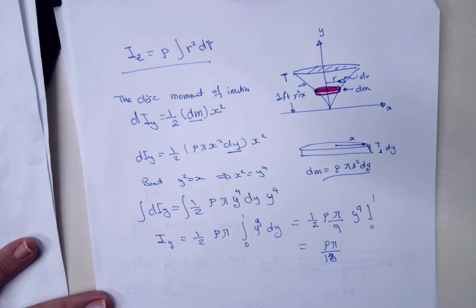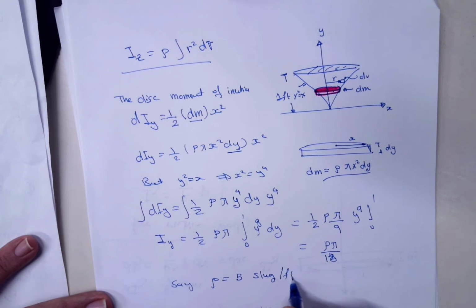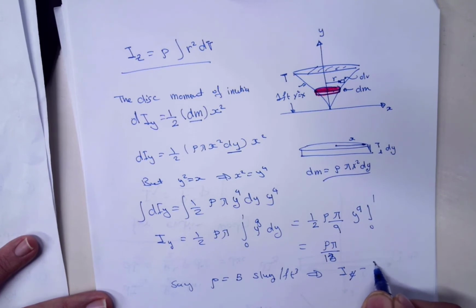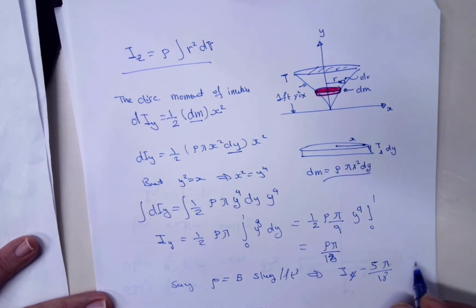Okay, now say rho equals 5 slug per feet cube. Substituting, then Iy equals 5 pi over 18 with the unit of slug feet square. Slug feet square.